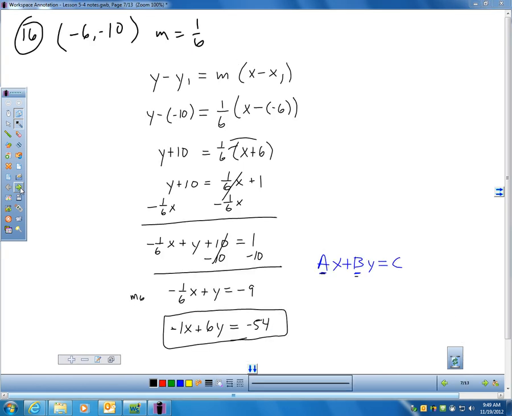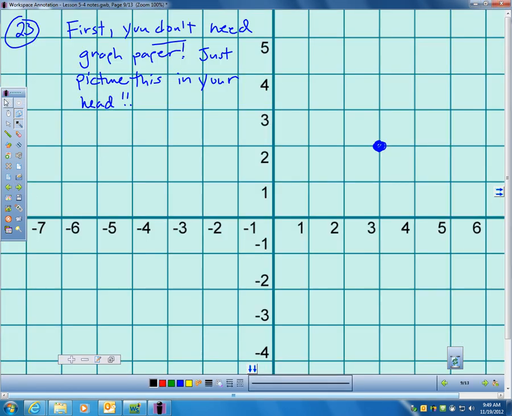Okay? And you don't even need graph paper, but I have this graph paper out because this is what I'm thinking in my head. Look at number 23. They want the equations of the horizontal and vertical lines that pass through the given point. So the given point's 3, 2. So this is not on paper. This is what I'm thinking in my head. I'm picturing this in my head. You can see here, I don't need graph paper, just picture in your head. Here's the point 3, 2.